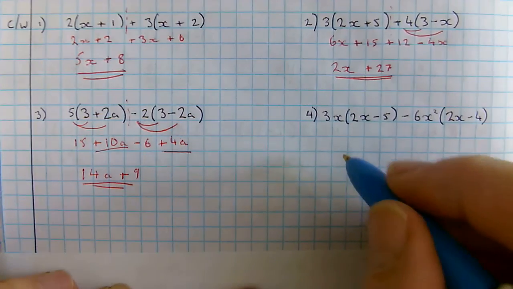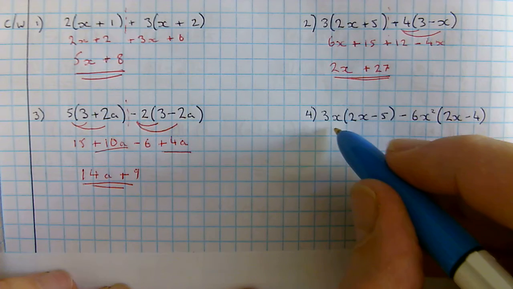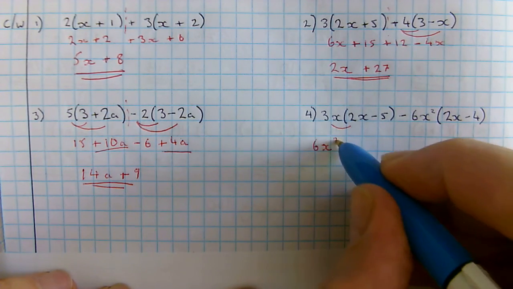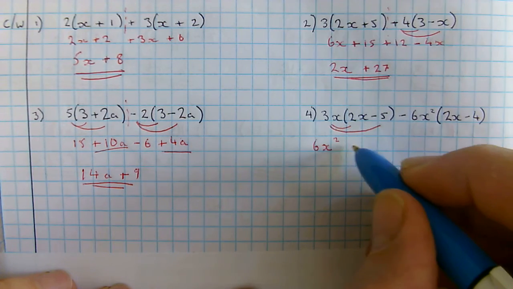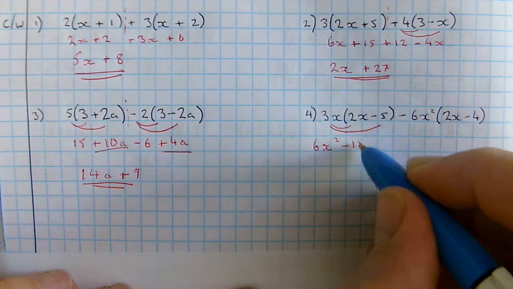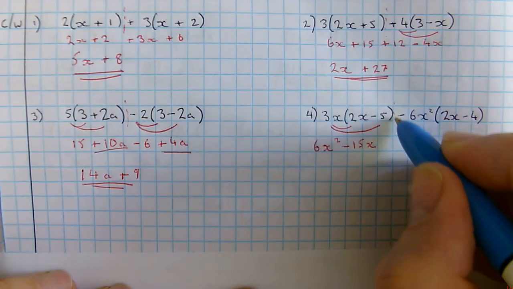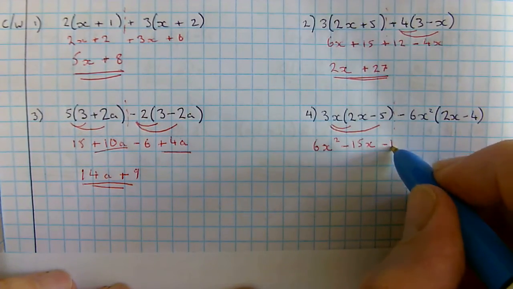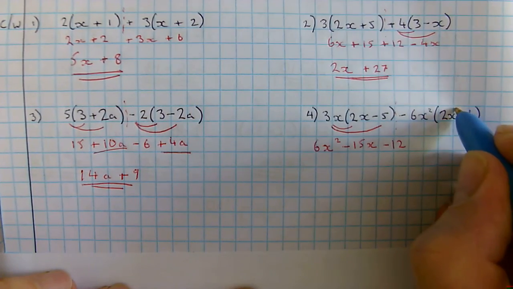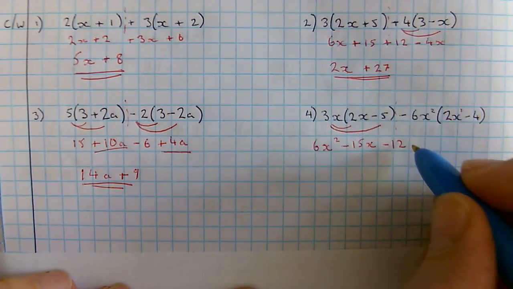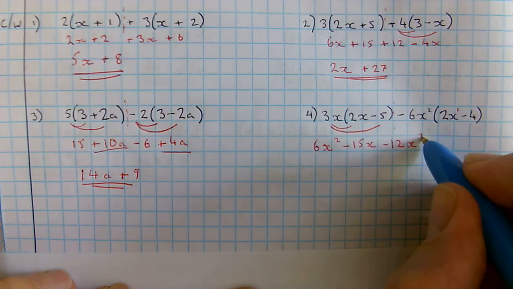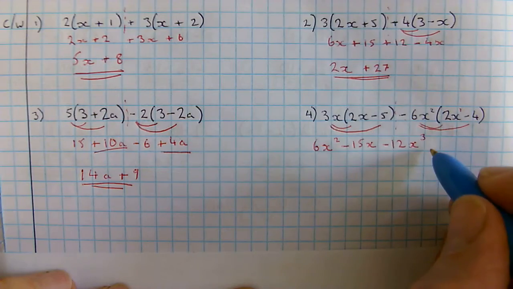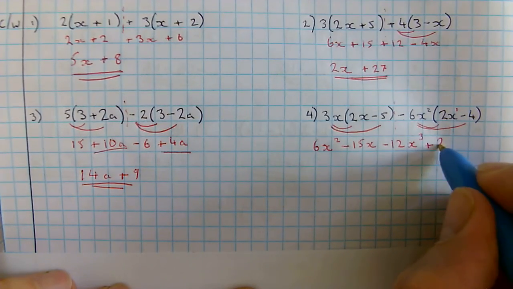My last one, this is the hardest you're going to get on a foundation paper. 3x times 2x gives me 6x squared. 3x times minus 5 gives me minus 15x. Minus 6 times 2 gives me minus 12, and I've got x squared times x to the power of 1. So adding my powers is going to give me x cubed. I've got minus 6 times a minus 4 is going to give me plus 24x squared.